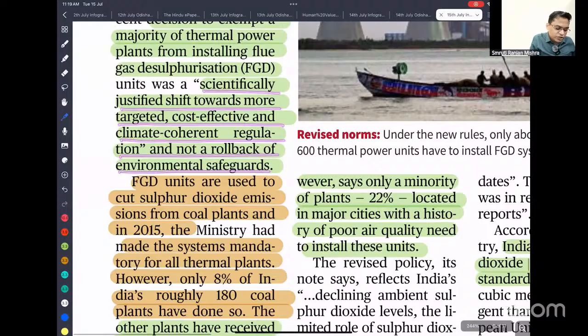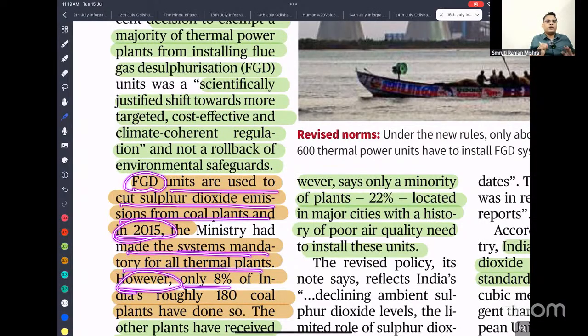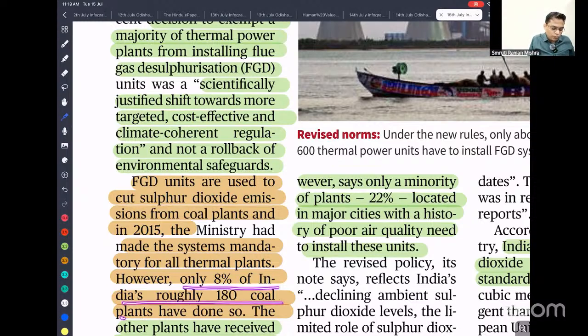Flue gas desulfurization units are used to cut sulfur dioxide emissions from coal power plants. In 2015, the ministry made it mandatory for all thermal plants to install flue gas desulfurization. But what is happening? Only 8% of India's coal power plants, roughly one-eighth, have done so.